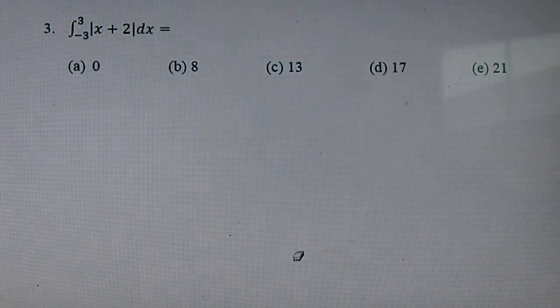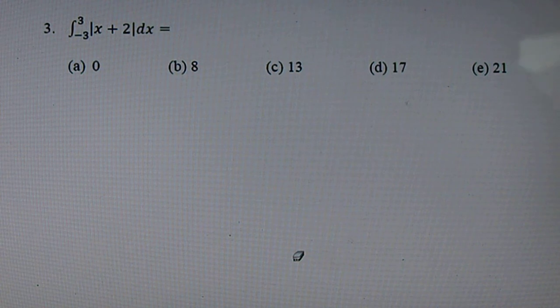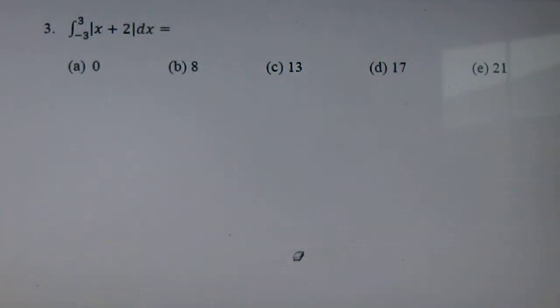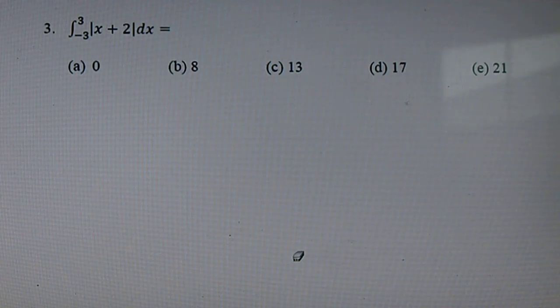This is our fall 2014 calculus ACP, and this is problem 3, which is an absolute value problem. What we have is the absolute value, with the limits from -3 to 3, of the quantity absolute value of the quantity x plus 2 dx.